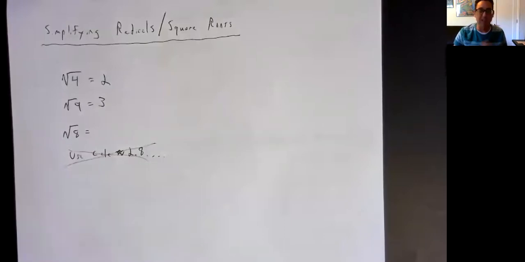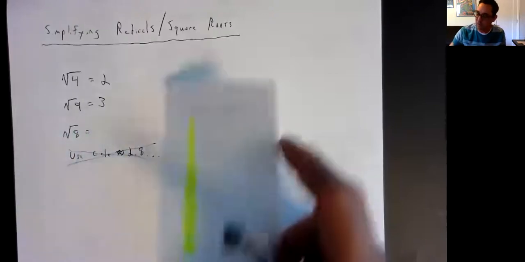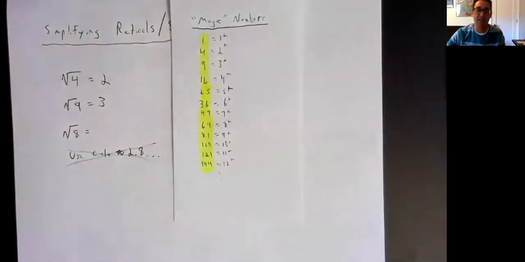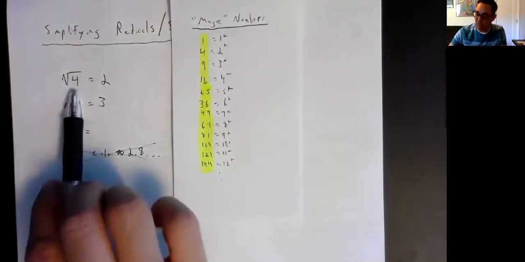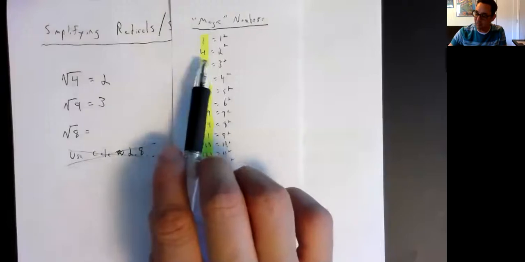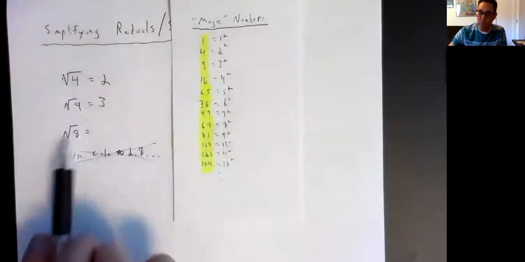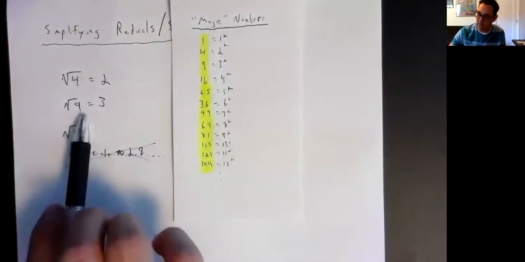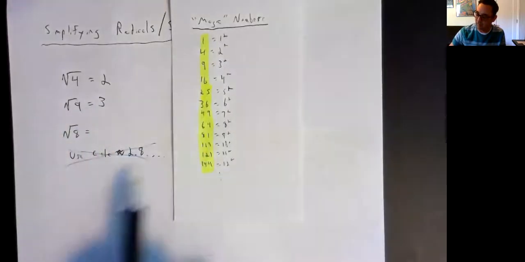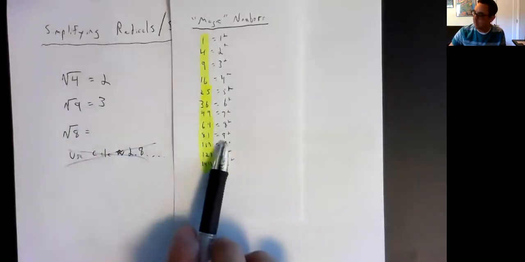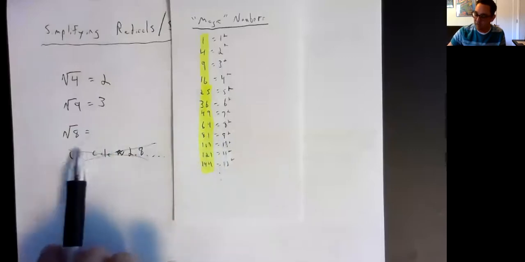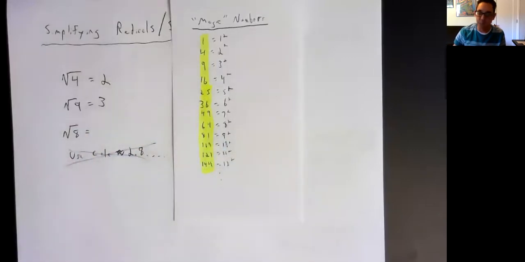We have to look for something that I've given a funny name to. I call them magic numbers. And everything in the highlighted yellow list is a magic number. 4 is a magic number on this list because 4 is 2 squared. Because square roots are looking for these magic numbers. 9 is on this list, it's 3 squared. If I'd done the square root of 81, that'd be 9 because that's 9 squared. Notice the number 8 doesn't show up on this list.